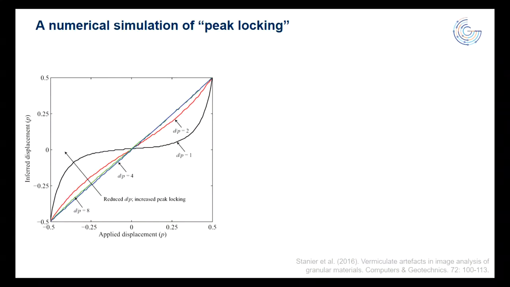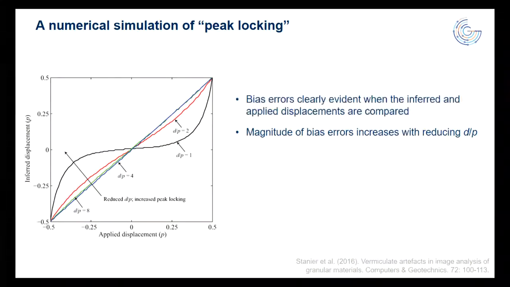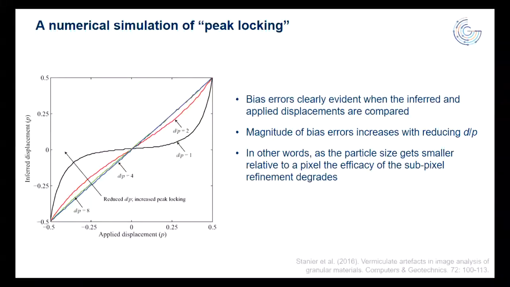As the particles get bigger relative to the pixel size, we get closer to a line of equality where our applied displacement is practically equal to the inferred displacement. These are classical bias errors coming from this particle image size.